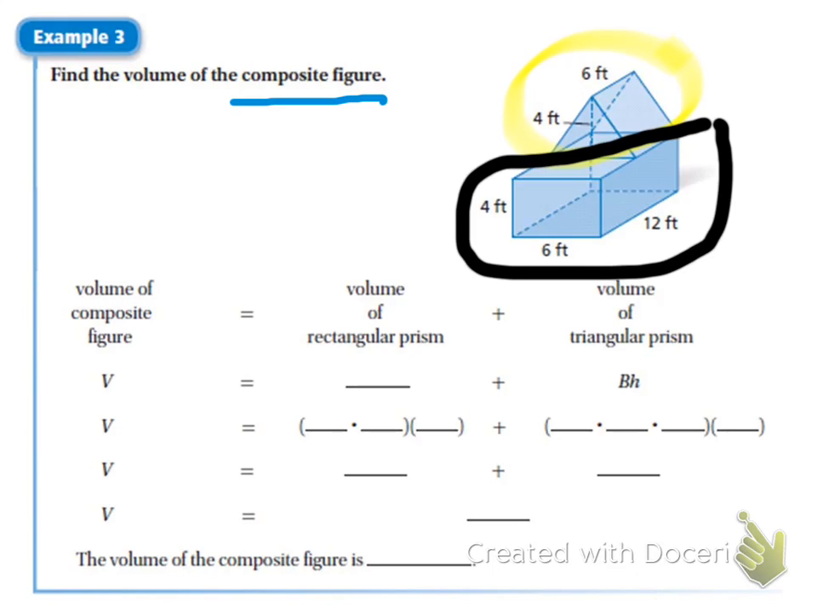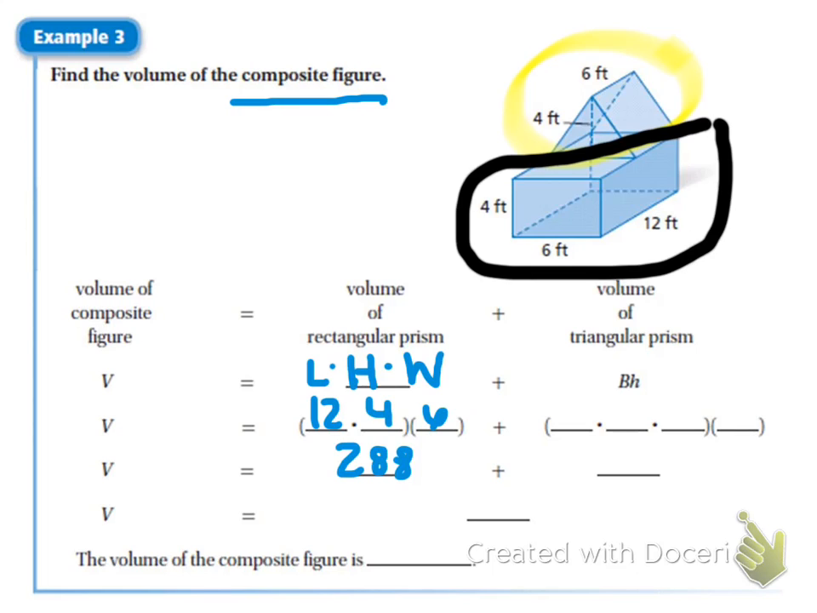Okay, Dylan, can you tell me what the volume of a rectangular prism is? Thank you. So that was length times width times height. 288. Okay, can you walk me through how you got that number? 12 times 6 times 4. And you got 288, that is correct.